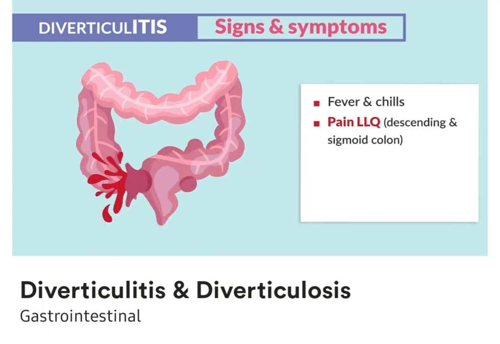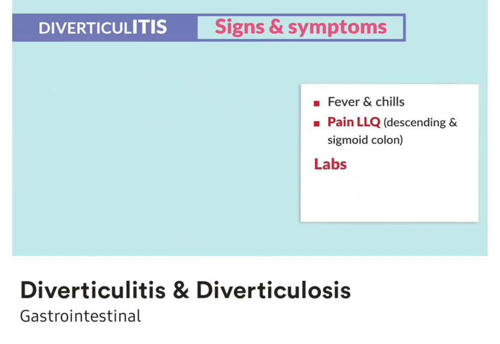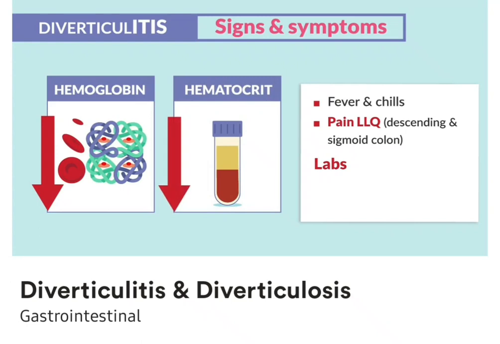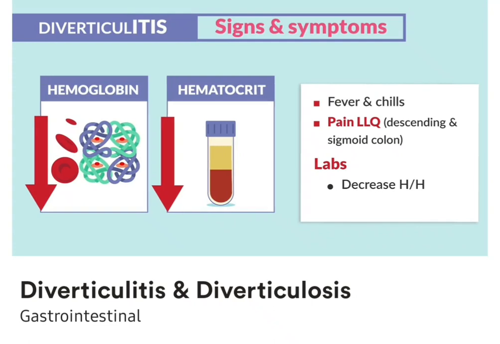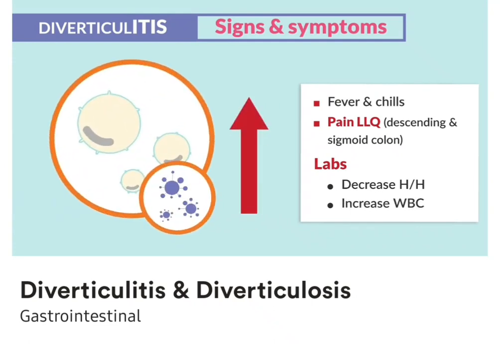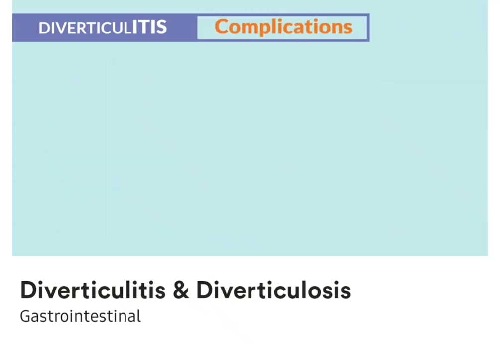Now, it's key to understand that there's loads and loads of pressure within the intestines here. And if the outpouching sac ruptures, it can cause bleeding. So the key labs to look for is low blood volume. So a decreased H&H, that hemoglobin and hematocrit, if bleeding is involved, as well as increased WBCs from infection. Now, the big deadly complication to look for is peritonitis.